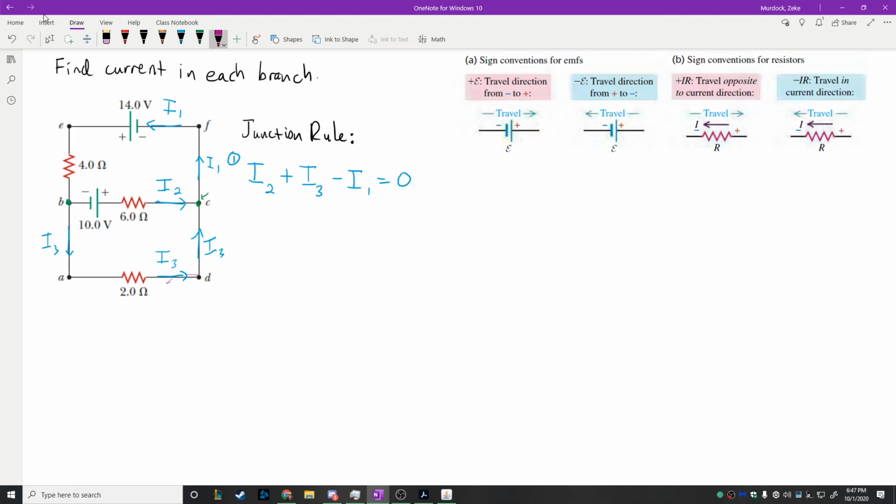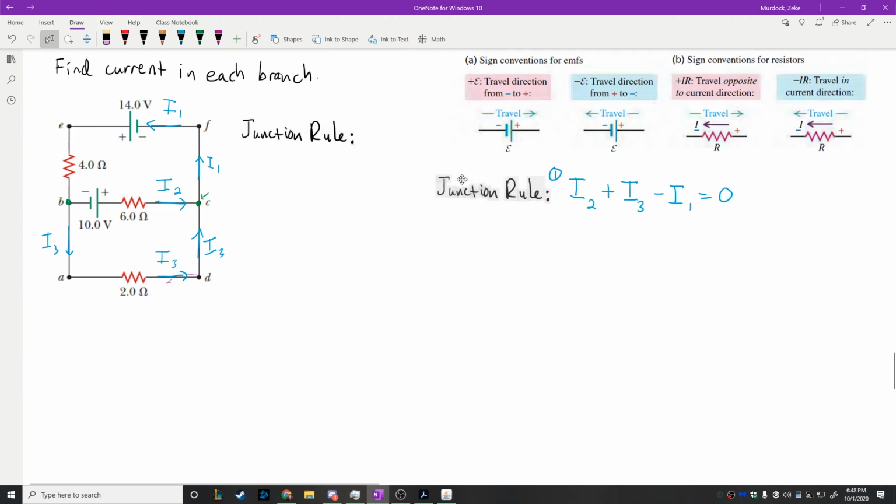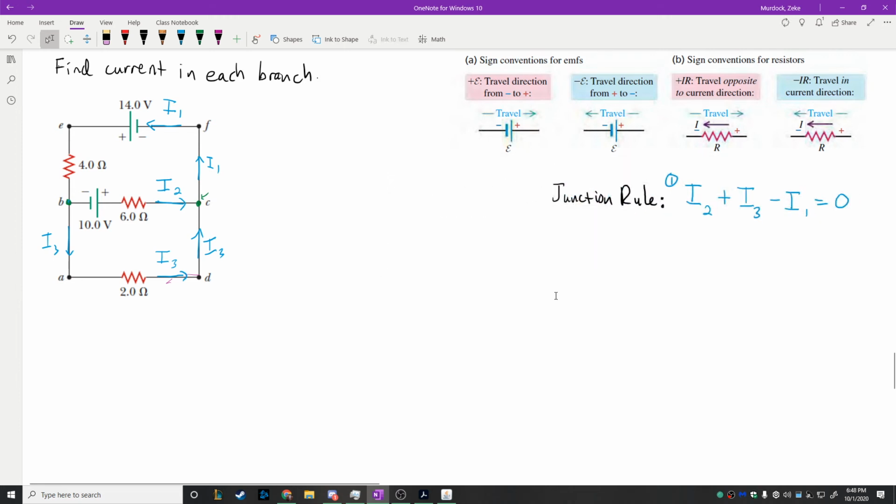Does that answer your question? Ash, does that answer your question? Okay. All right, so next we want to do the loop rule. Let's move this over here. So that's our junction rule equation, right? Let's do the loop rule now. We'll just say that right there. Make sure we have a lot of room for this.